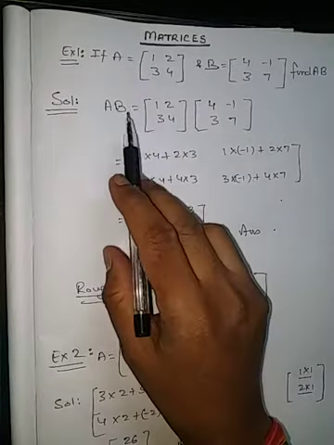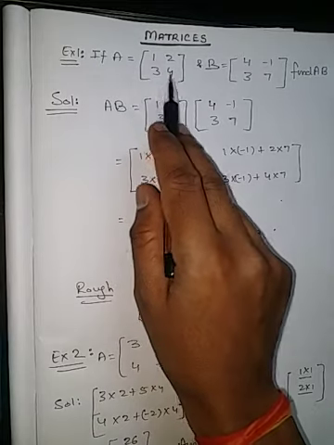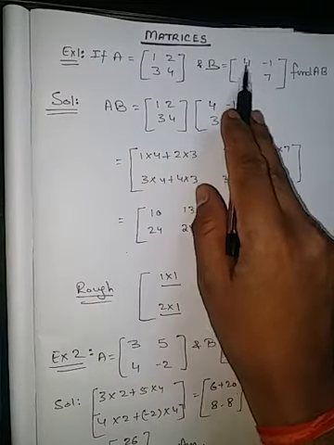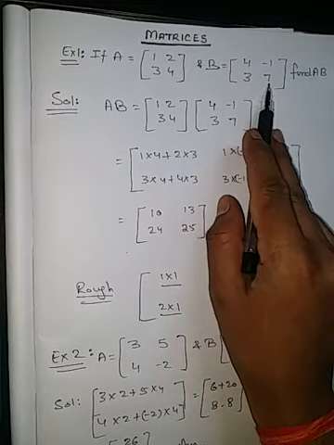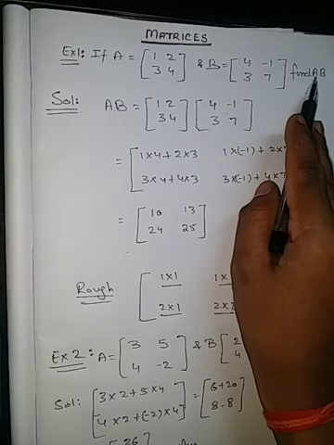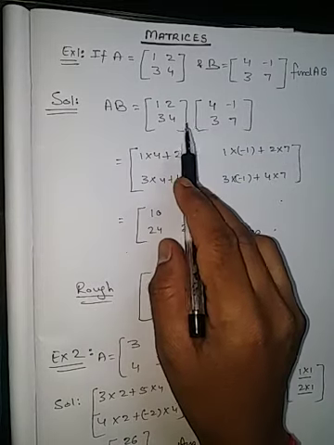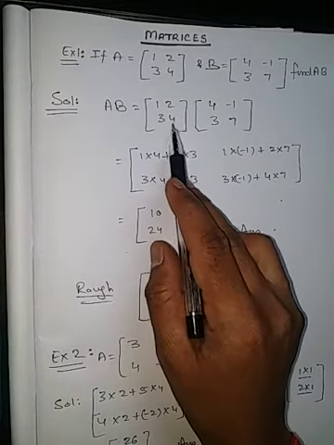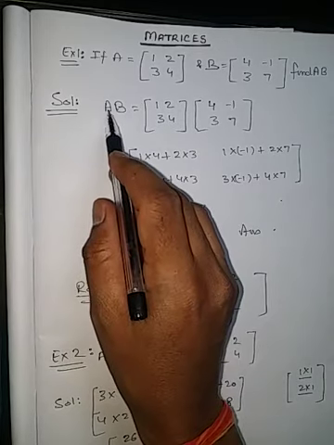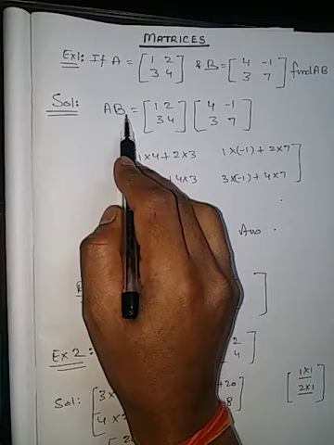Now the next topic is how to multiply two matrices. Suppose we have matrix A as 1 2 3 4 and matrix B as 4 3 minus 1 and 7, and we have to find the value of AB. AB means we have to find A multiplied by B. So for that we should see what is written here in multiplication: A is at the first place, B is at the second place.